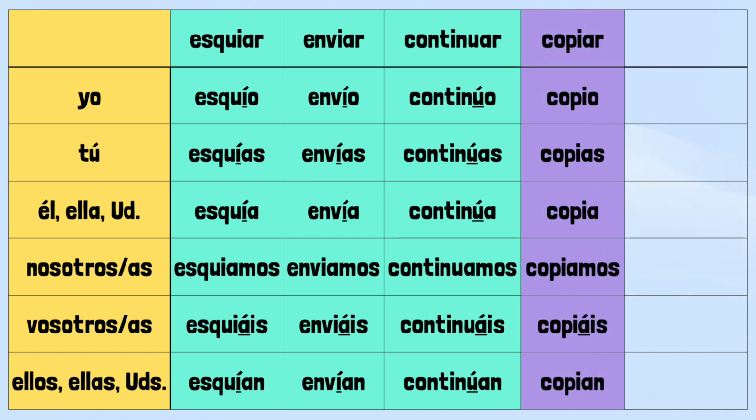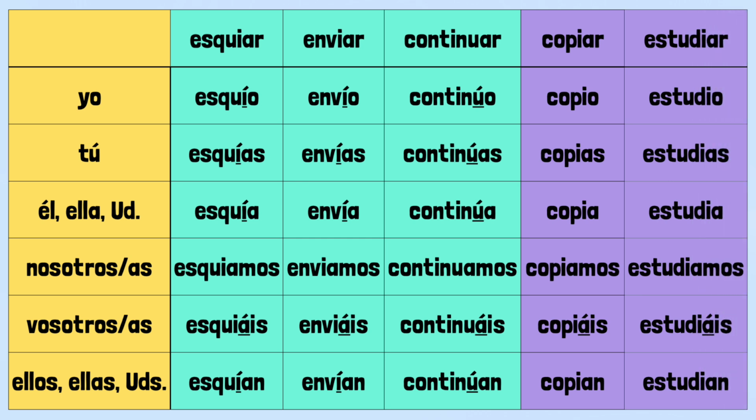And you will also have to learn which verbs follow this pattern, since some verbs that end in these letters do not need additional accent marks. For example, copiar and estudiar. They only have accent marks on the vosotros forms.